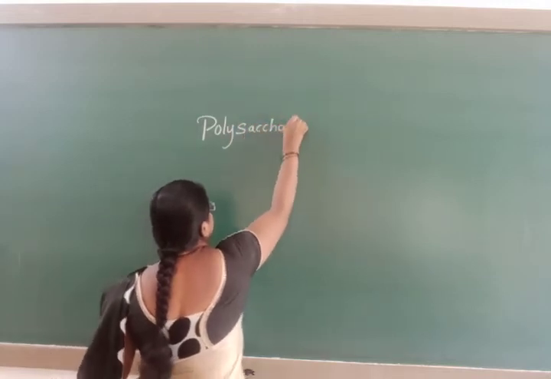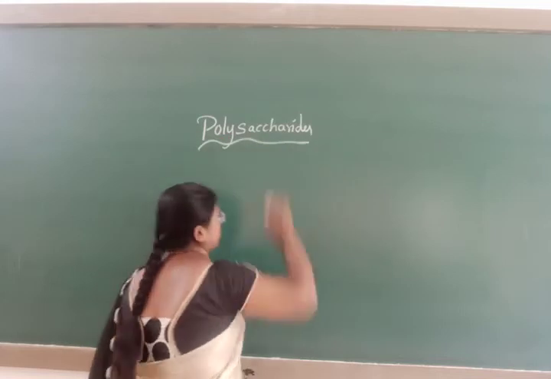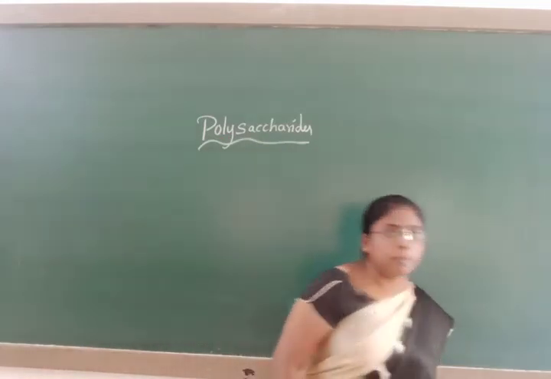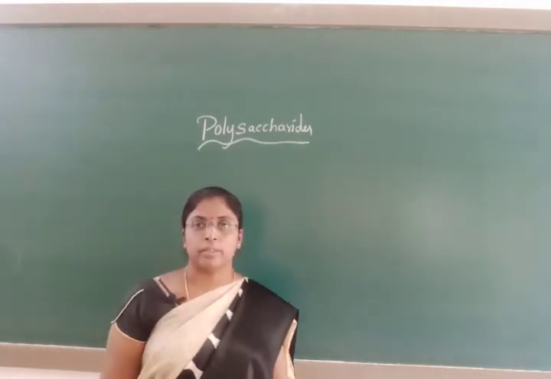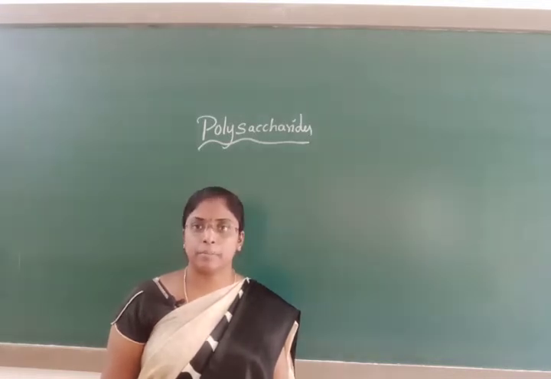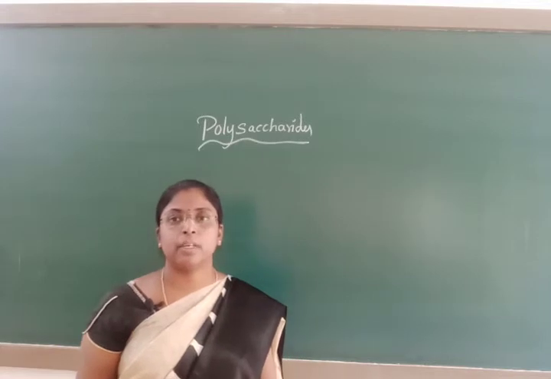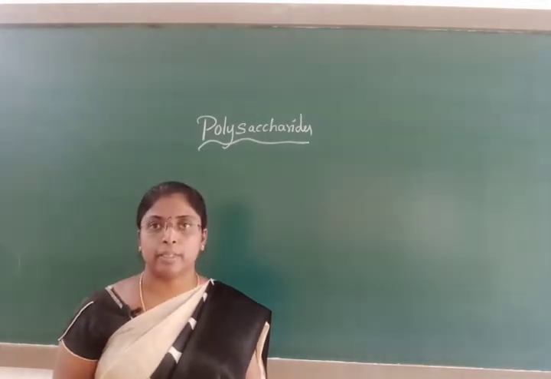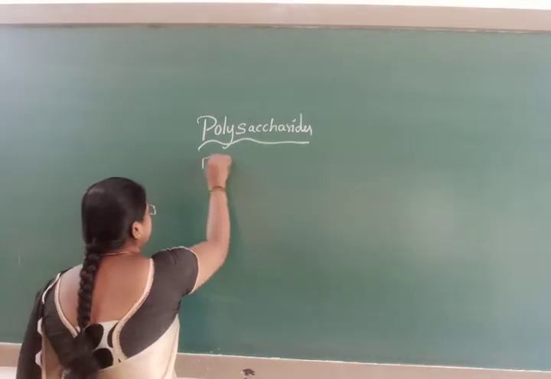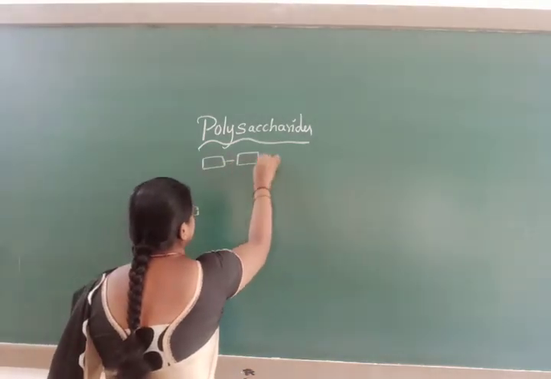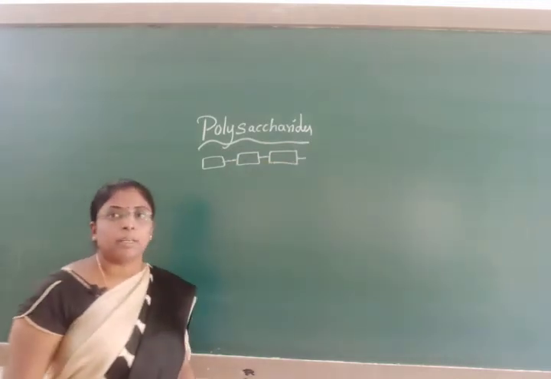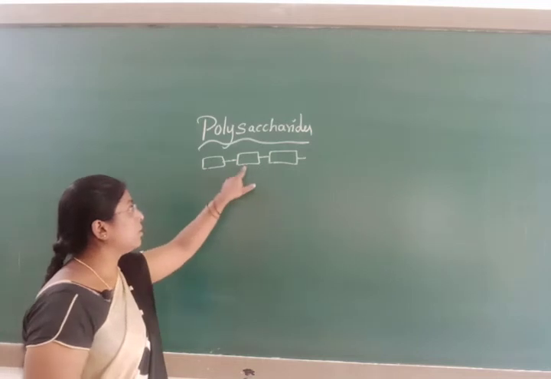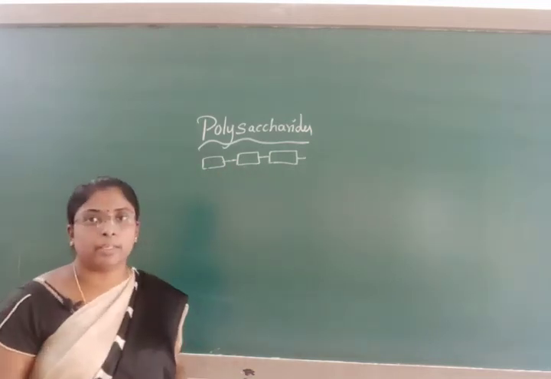Polysaccharides. The word itself indicates poly means many, saccharide means here carbohydrates. A large number of monosaccharides are combined together by glycosidic linkage to form a polysaccharide. Monosaccharide units combine together to form a large chain polymer known as the polysaccharide. Here the monosaccharides are joined together by glycosidic linkages.